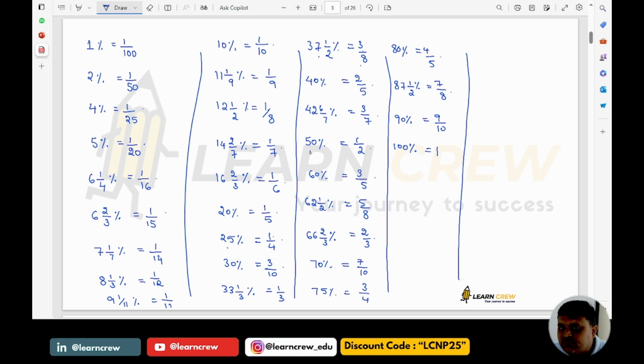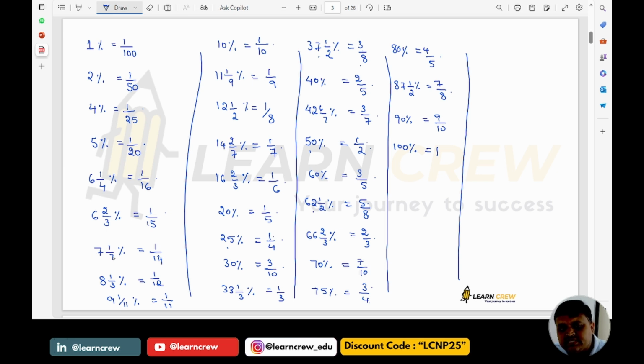4 times 12.5 is 50. 4 by 8, which is 1 by 2. And 5 times 12.5 is 62.5, which is 5 by 8. 6 times 12.5 is 75. 6 by 8, which is 3 by 4. 7 times 12.5 is 87.5, 7 by 8. 8 times 12.5 is 100, which is 1. 8 by 8. So each 12.5 is 1 by 8. So if 100 is made into 8 parts, each part is 12.5. That is the meaning.